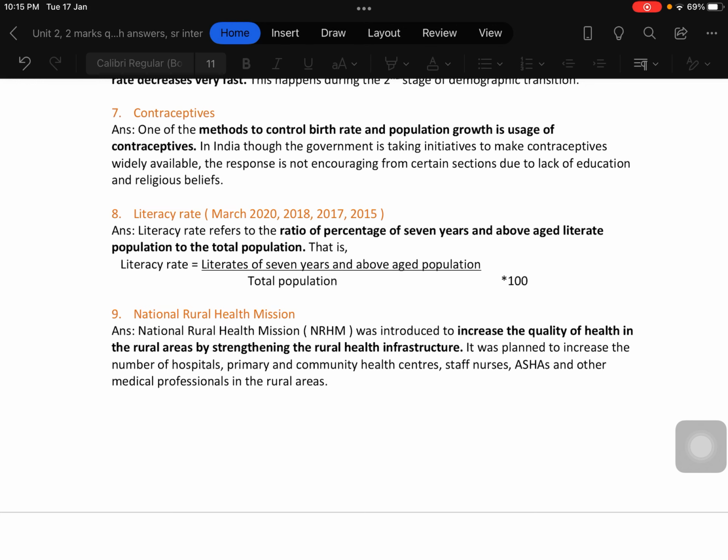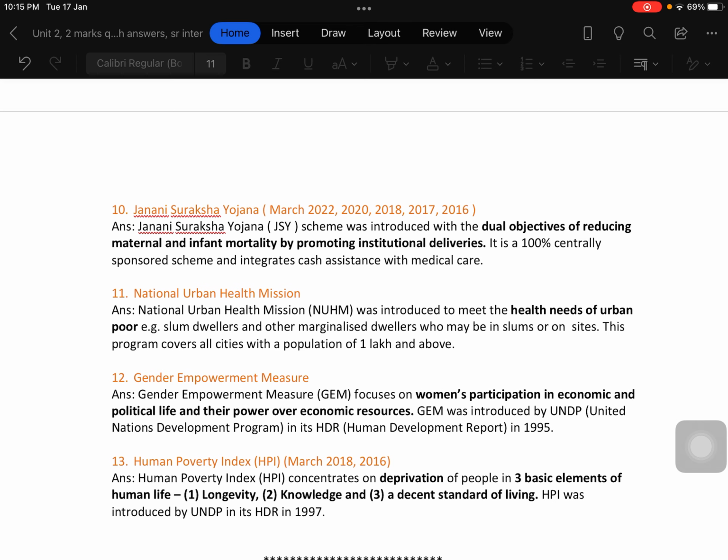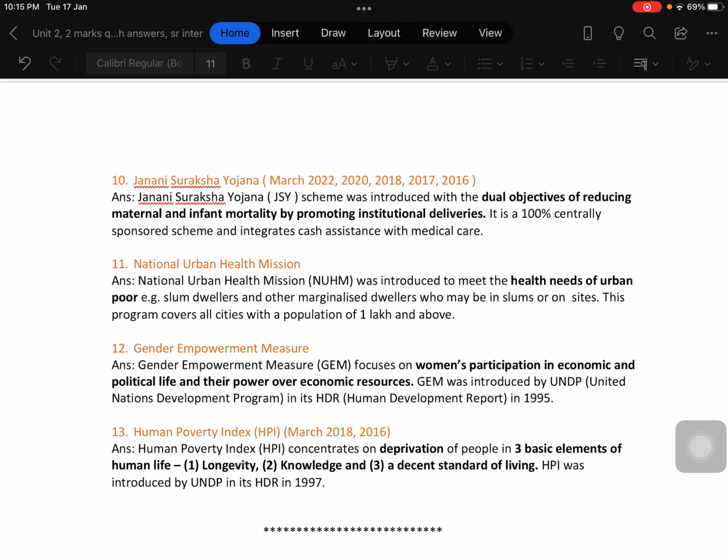Okay, so that is the National Rural Health Mission. The next question is Janani Suraksha Yojana, which is very frequently asked: March 2022, 2020, 2018, 2017 and 2016. So 5 times this question has been asked out of 7 times.